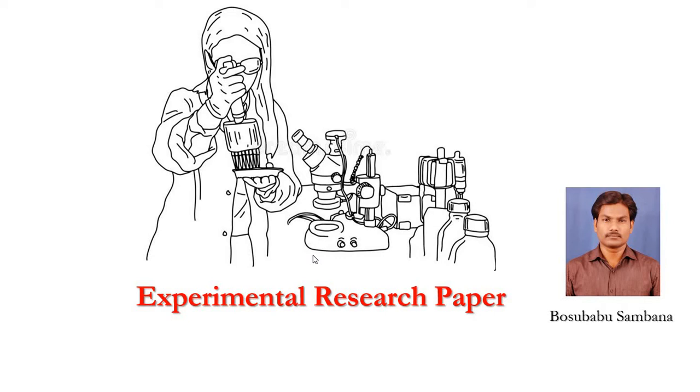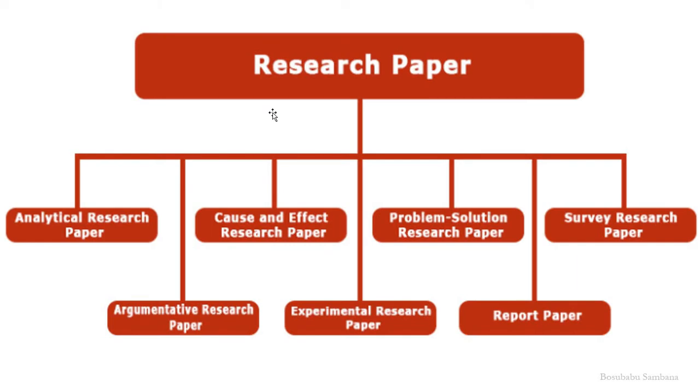This experimental research paper is one of the 7 research papers. Research papers are generally categorized into 7 factors: analytical research paper, cause and effect research paper, problem solution research paper, survey research paper, argumentative research paper, experimental research paper, and report paper. Right now we discuss experimental research paper.